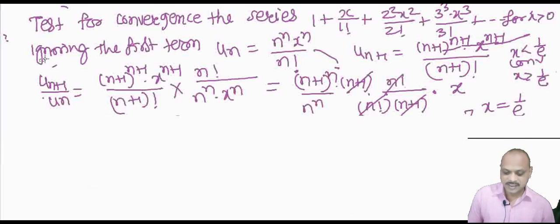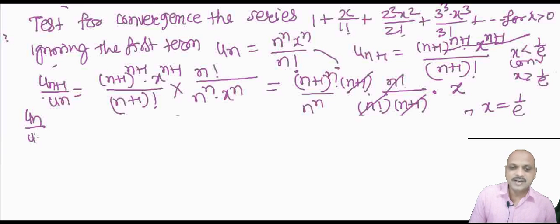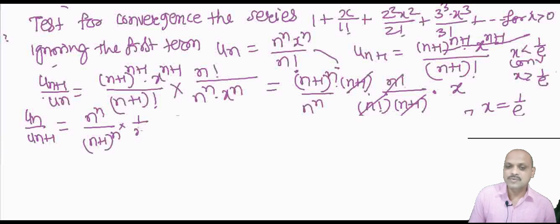Then here you can see that u_n divided by u_(n+1), I am writing once again, is equal to the reciprocal of this, n raised to n divided by (n+1) raised to n into 1 by x. But here we have taken 1 by x equal to 1 by e. So this will be n raised to n divided by (1 plus n) raised to n into e.